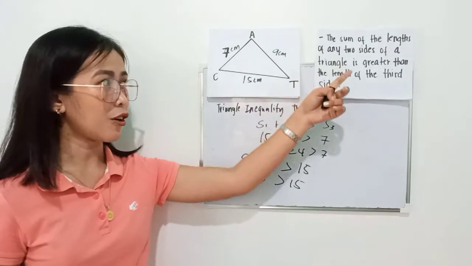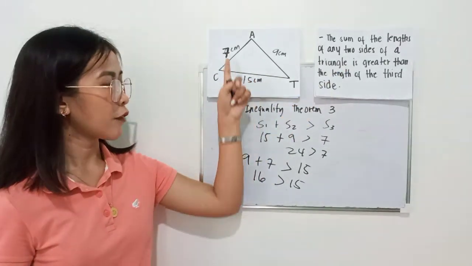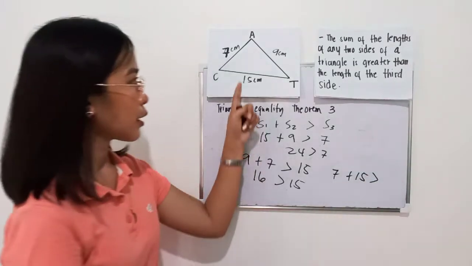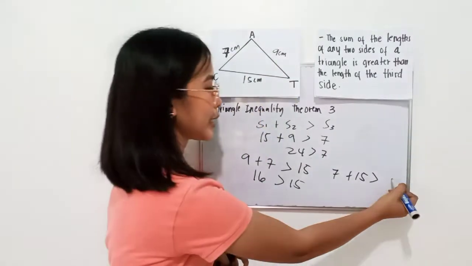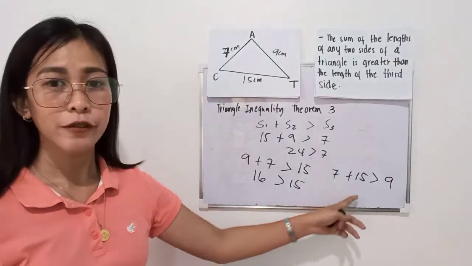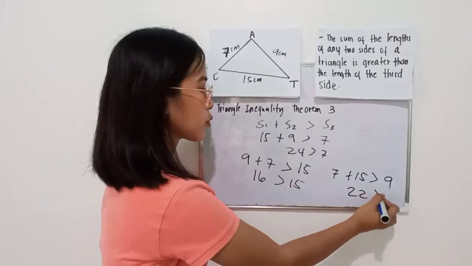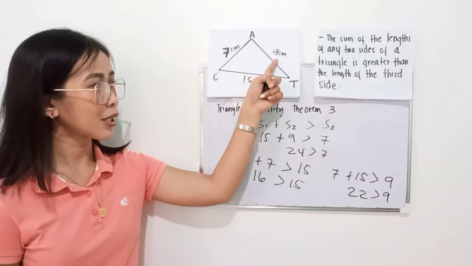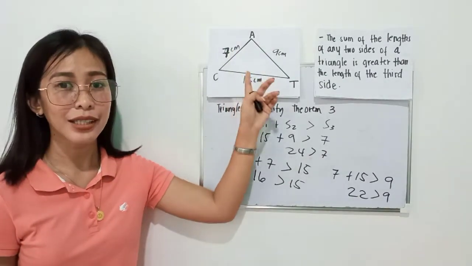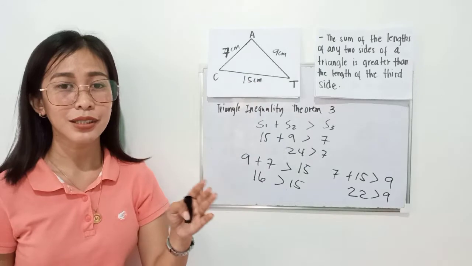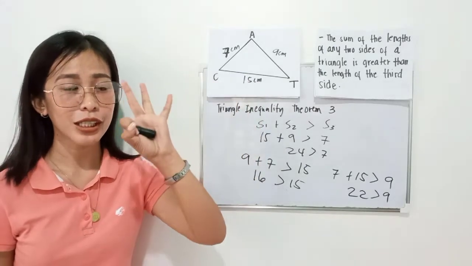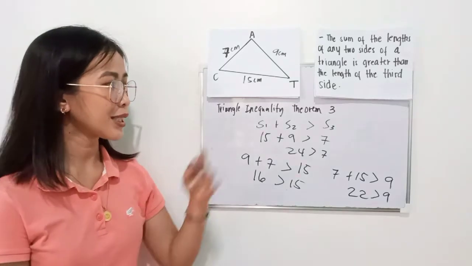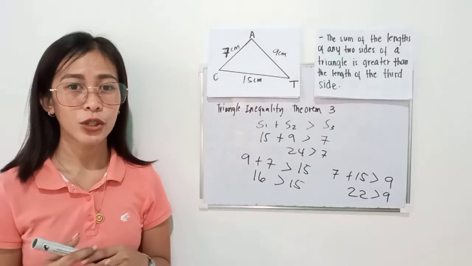Yun yung sinasabi nito. And then, yung isa pa, we have 7 plus 15. And the third side would be 9. So, we have 7 plus 15 is 22. And that is greater than the third side. Okay, as you can see, kapag pinagsama mo, maalin dito sa dalawang side, palaging ang measurement nila is greater than the third side or dun sa panghuli na hindi mo pinagsama. Okay? So, ganun lang kasimple ang sinasabi ni Triangle Inequality Theorem 3.